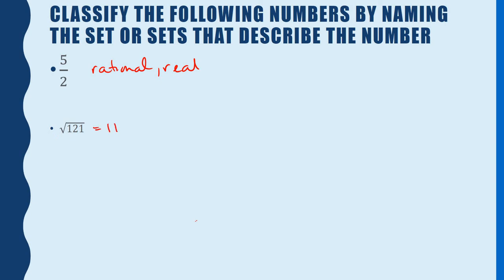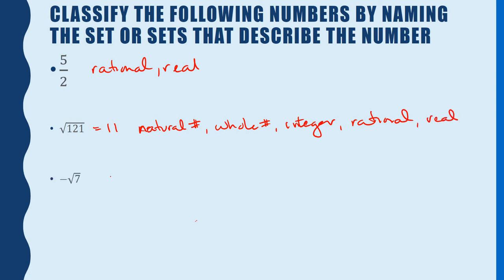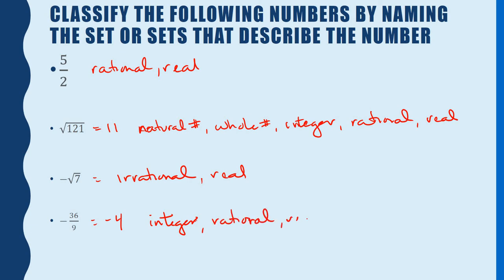The square root of 121 is 11. So this is a counting number or a natural number. It's also a whole number. It's also an integer. It's also rational. And it's also real. Negative square root of 7 is irrational only. Oh, and real. And the last one, negative 36/9, that can be written as negative 4. So it's an integer. It's not a natural number or a whole number because it's negative. It's an integer, and it's rational, and it's real. Okay? Classifying.